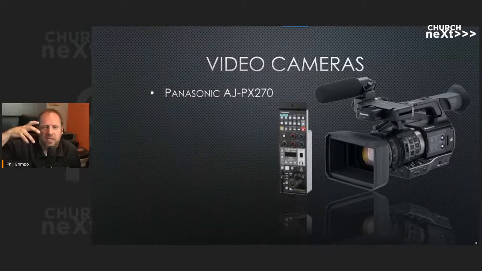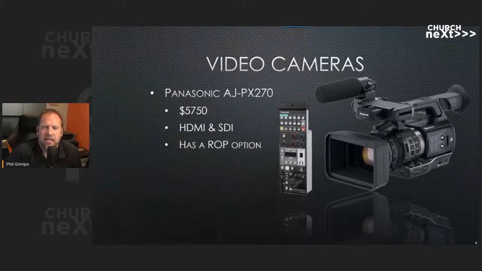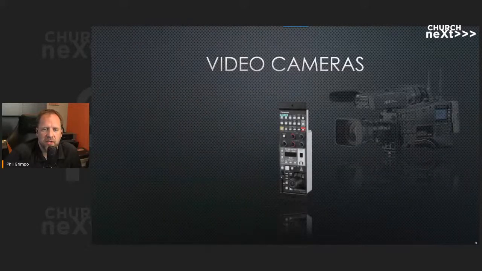So I could put these cameras in a mixed situation and get things to look pretty good together. So this is definitely a camera to look at. $5,750 retail on the camera, HDMI and SDI, and it does have a ROP option that just works right through the network. So this is a great camera.